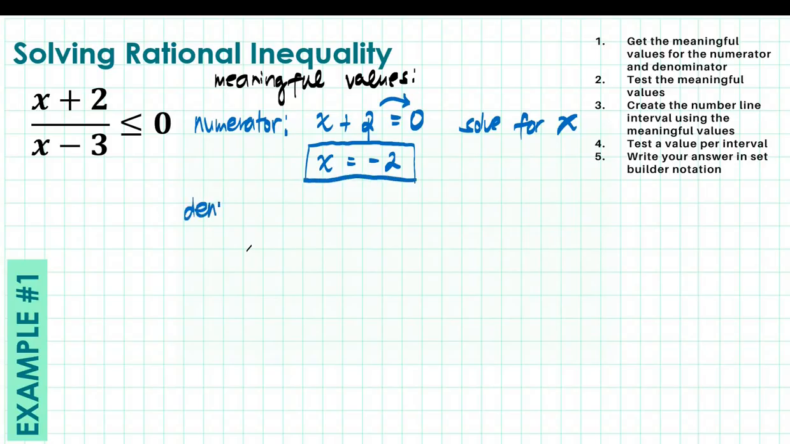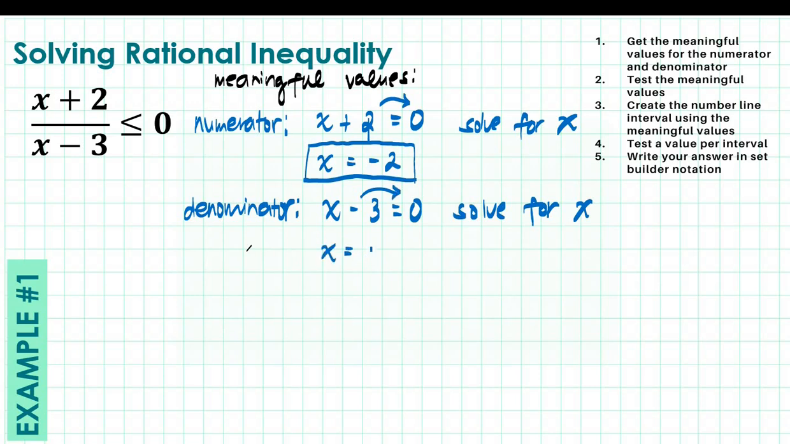Meanwhile, for the denominator, we will be doing the same thing. The expression below, which is x minus 3, we equate it to 0. Then, the same thing as what we did earlier, we need to solve for x. Now, we need to transpose negative 3 to the right-hand side of the equation. And so, the final value of x is equal to positive 3. Another meaningful value is x equals 3.